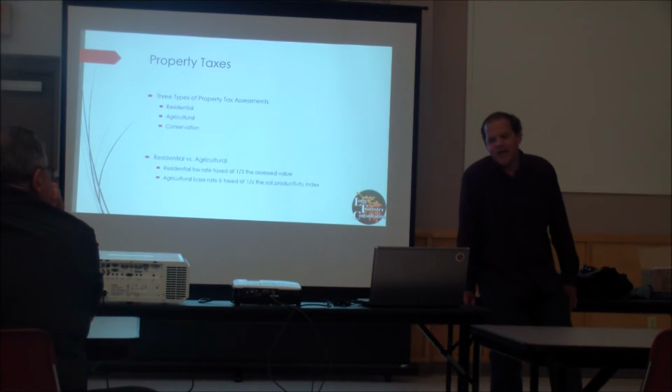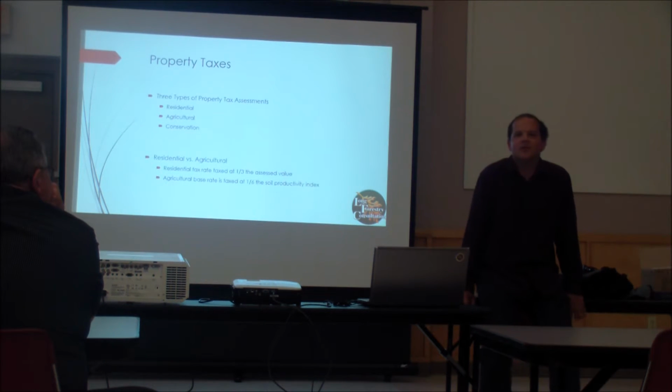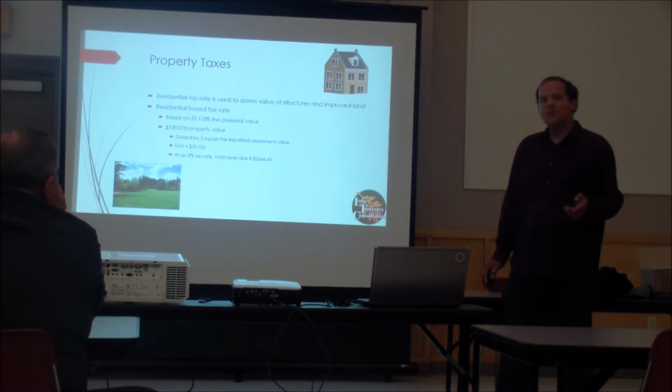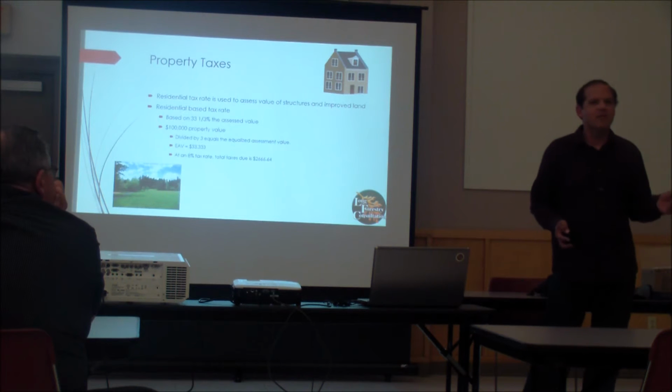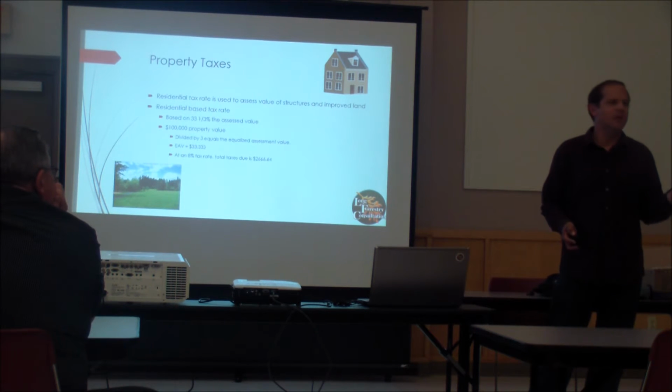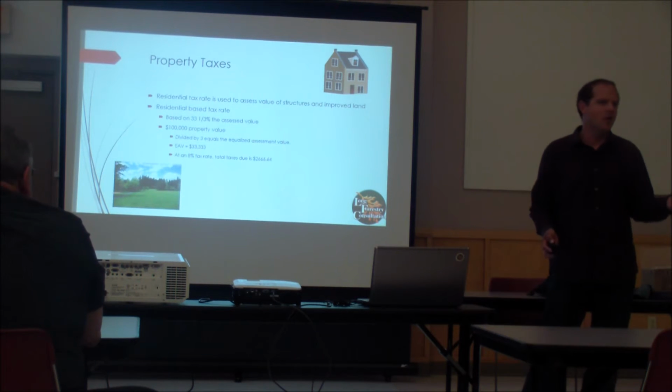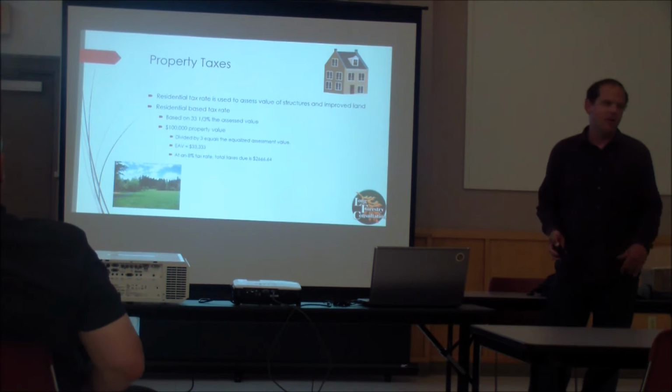So first of all, for property taxes in the state of Illinois, there are 3 different types of property taxes. You have residential, agriculture, and then there's a conservation tax rate, which we'll talk about briefly at the end. But the 2 main ones are the residential tax and the agricultural-based tax. And the difference between them is basically how they're calculated. The residential tax rate is reserved for things like houses, buildings and structures, or any kind of maintained space, like your yard, or parks or fields and stuff like that.